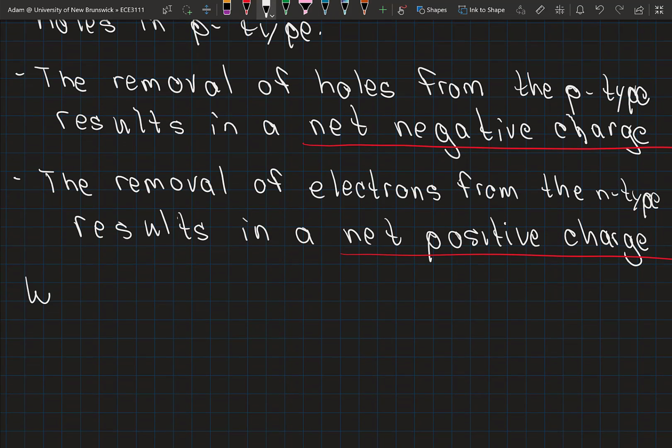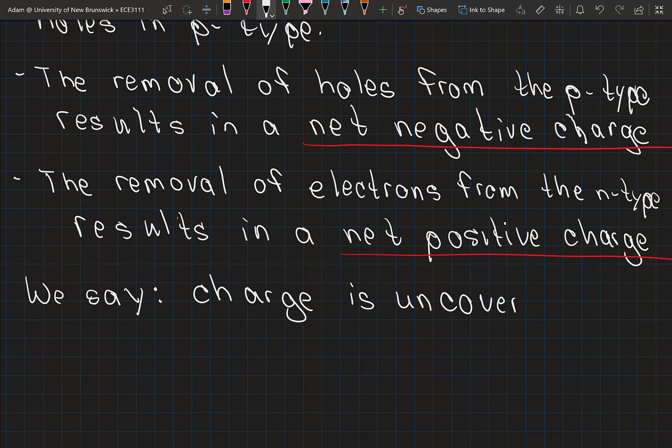And this is often described as the charge being uncovered. Okay, so from materials that were initially neutral, we've now uncovered charge, and this happens in the vicinity, in that area around the junction.